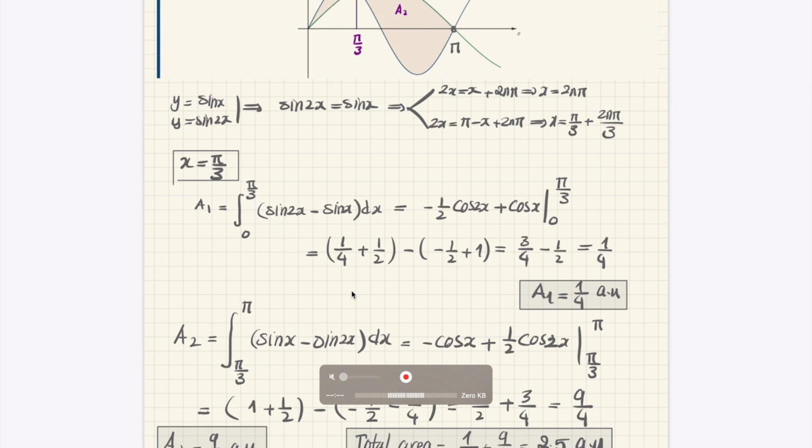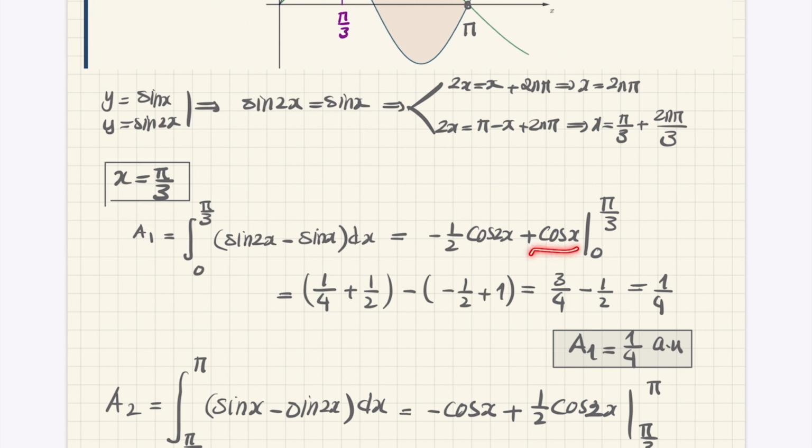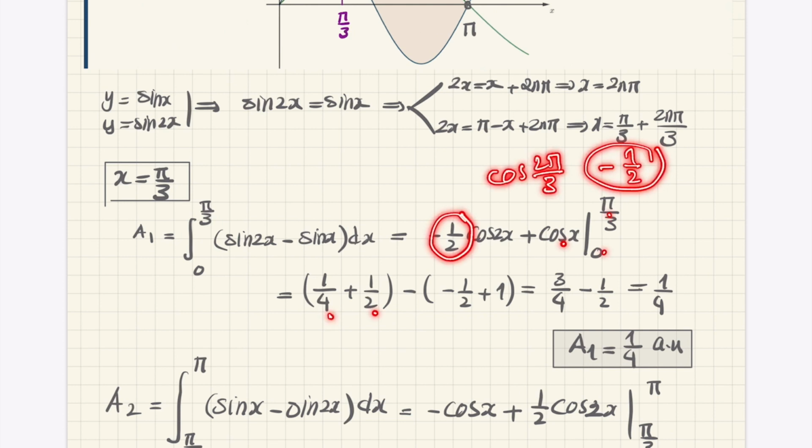But when I calculated this one, let me double check it again. This becomes negative. This becomes positive. From 0 to pi over 3. Cosine of 2 pi over 3 is negative 1/2. I am sure about that. So it becomes positive 1 over 4. And then I put it here, that's correct. Then I put 0 here. Cosine of 0 is 1.